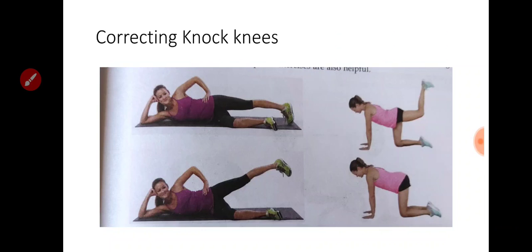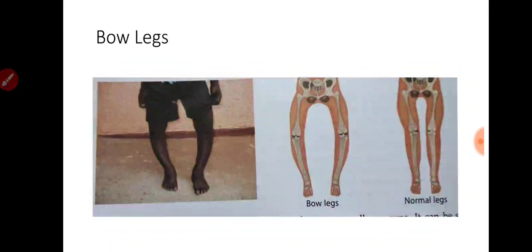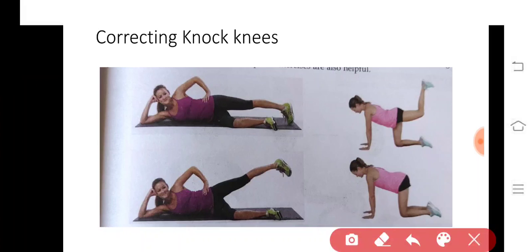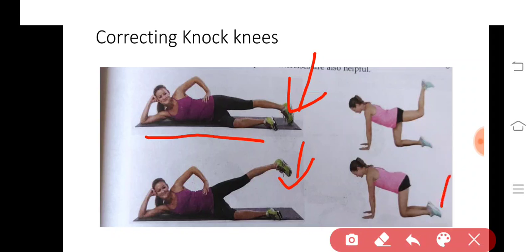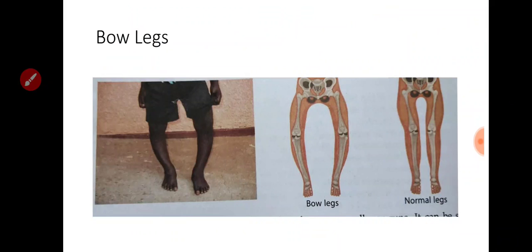Here, to correct knock knees, we should perform all these exercises. We should lie down on the right side and try to lift the leg up like this. We should stay in the position and lift the leg up and down one by one. Through the impact of all these exercises, we can remove knock knees. The next one is bow legs. Bow legs is almost the opposite of knock knees.